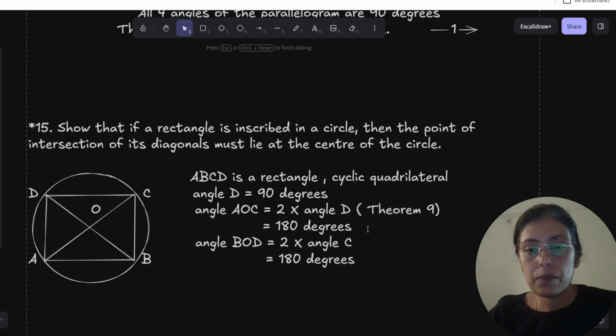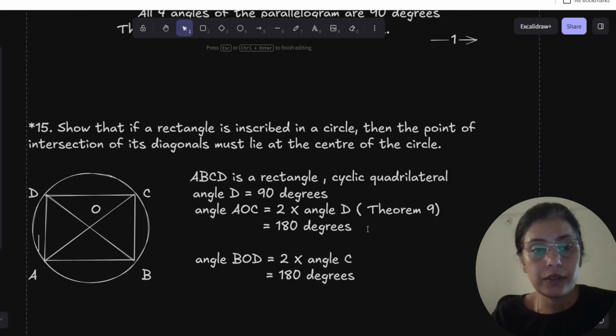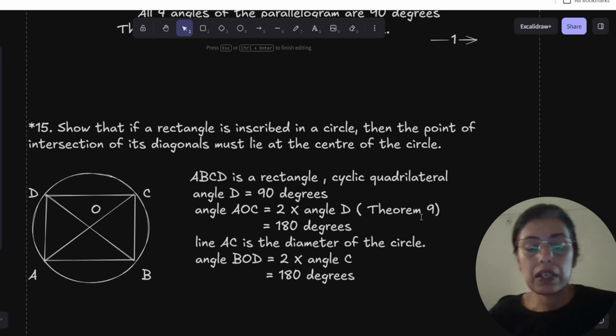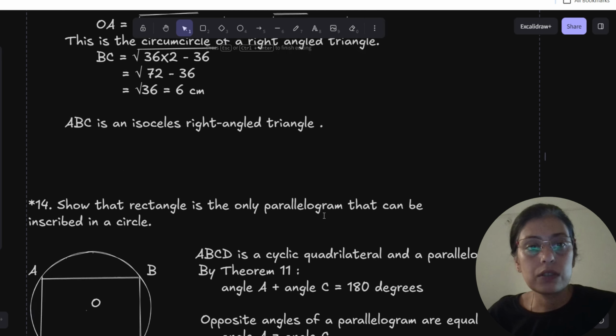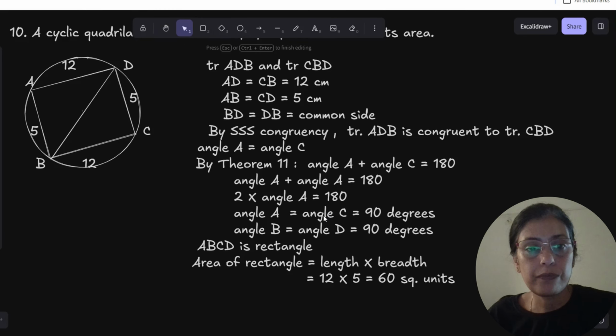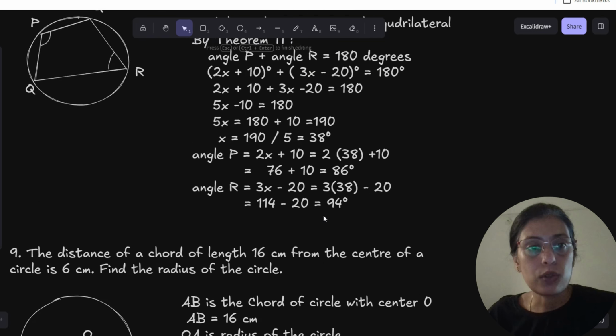So we can conclude here that line AC is the diameter of the circle. Why is it the diameter? Because it is the diameter of the circle which subtends an angle of 90 degrees at any other point, right? We had proven that in one of the earlier questions also.